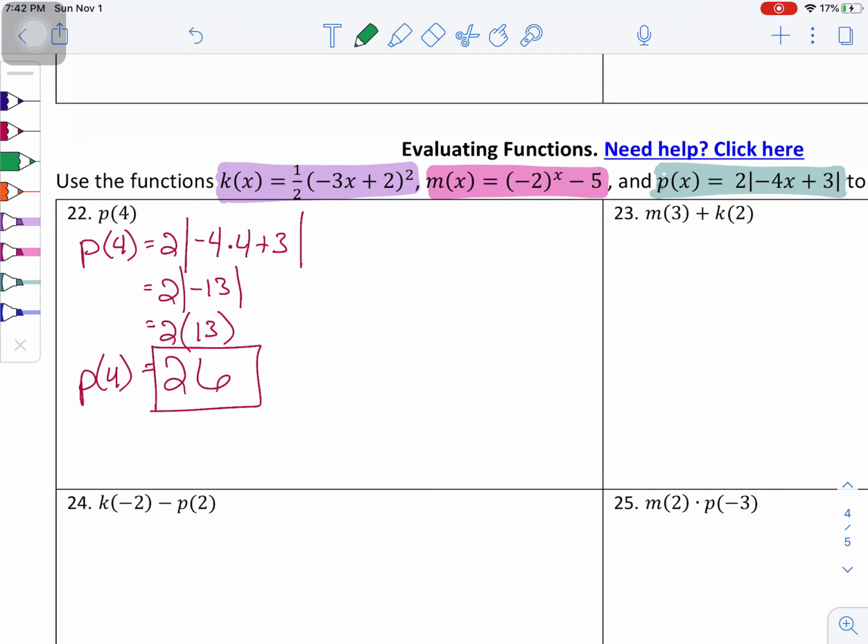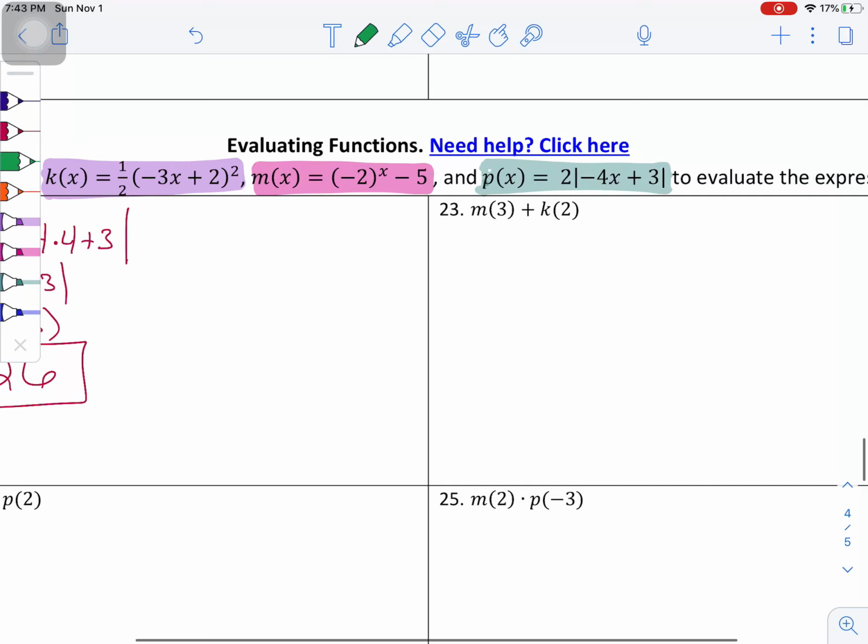You are asked to evaluate p of 4. So that's what you're trying to evaluate. All right, I'm going to go ahead and slide over to 23 here. And I'm given 2 functions this time. And what I'm supposed to do is add these 2 together.